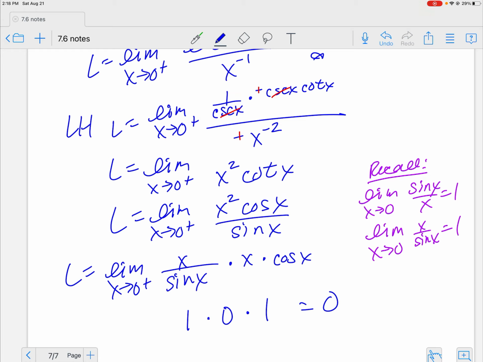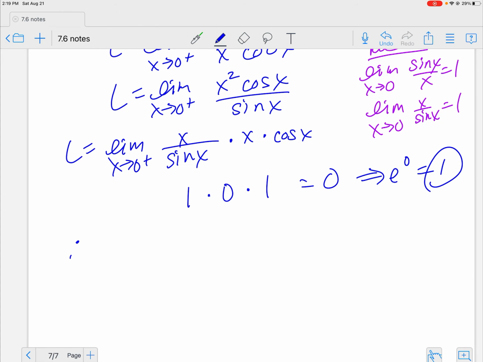It's not indeterminate at that point, right? Your answer could be 0 all day long. As long as you don't have an indeterminate form, then you're good. So this is the same thing as e to the 0, which is then 1, right? So therefore, my limit as x approaches 0 from the right of cosecant x to the x is equal to 1.